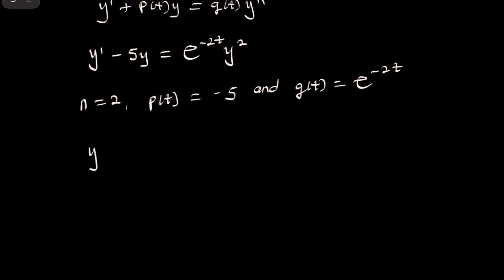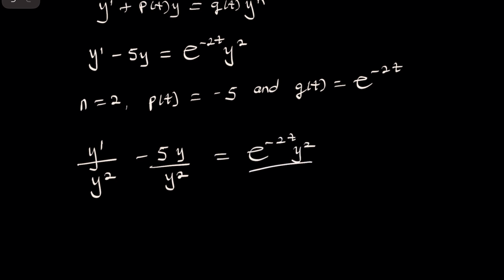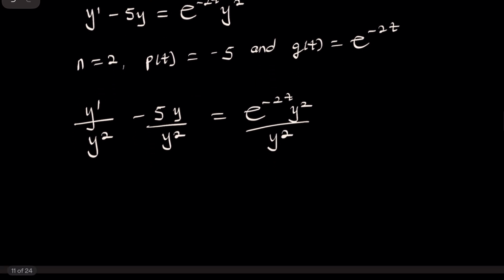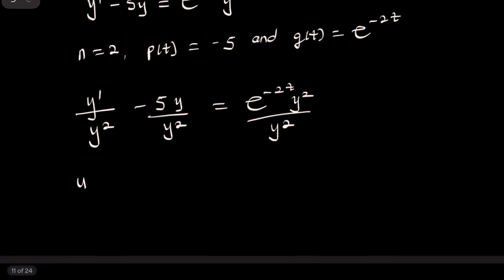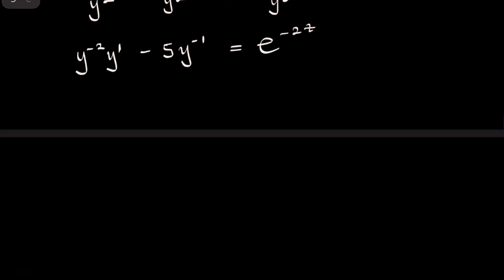So we are going to have y prime over y squared minus 5y over y squared is equal to e to the minus 2t y squared divided by y squared. So this simplifies to y to the minus 2 times y prime minus 5 y to the minus 1 is equal to e to the minus 2t. So now we let this guy be equal to z.